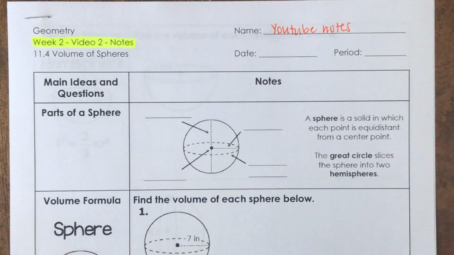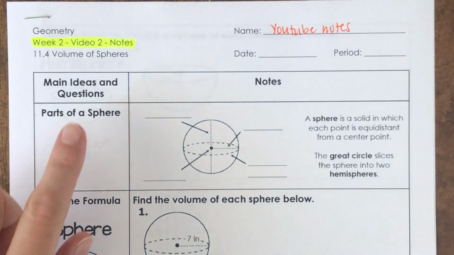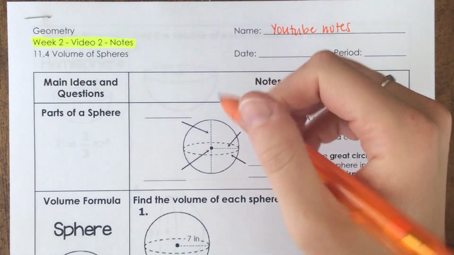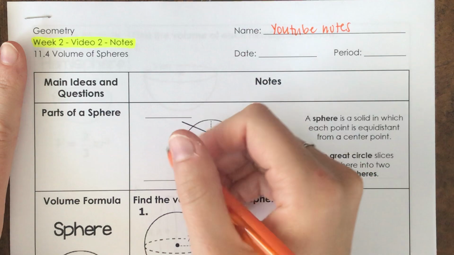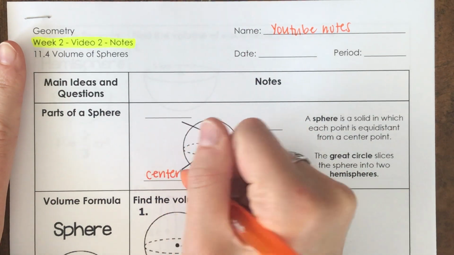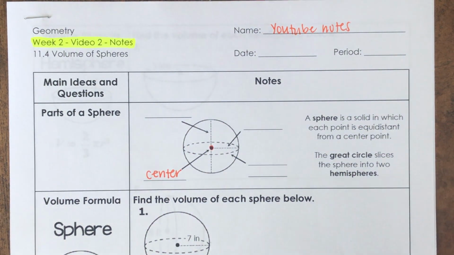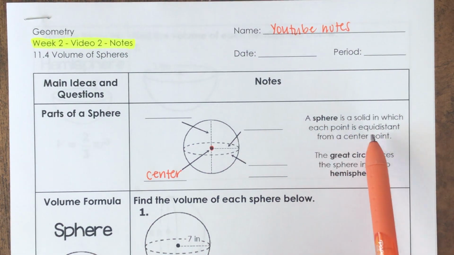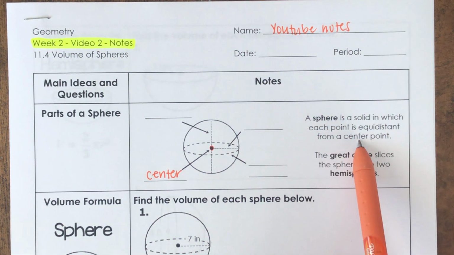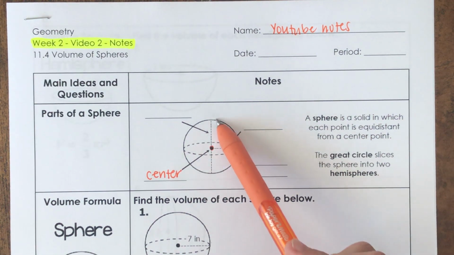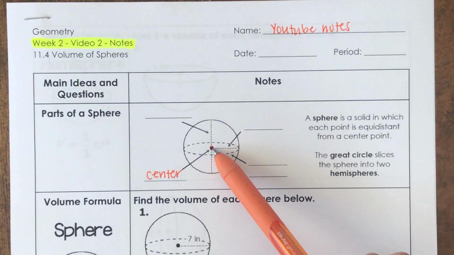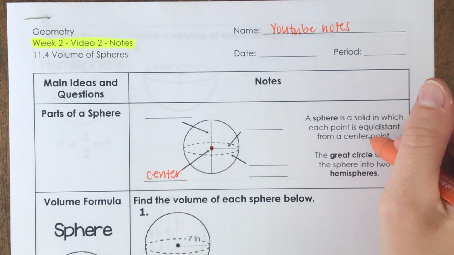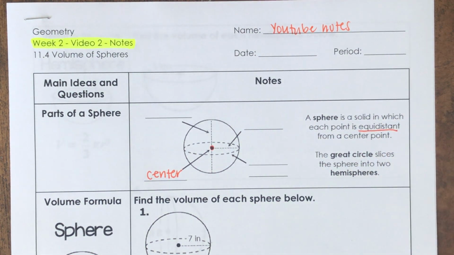The first thing we have to make sure we know is that there are different parts of a sphere. Number one, this point right in the middle of the entire sphere is our center. That makes sense, because it's right in the middle. A sphere is a solid where each point is equidistant from the center point. That means every point around this sphere, whether it's up, down, left, right, behind, in front, is the exact same distance from this center point. Equidistant means they're all exactly the same distance.